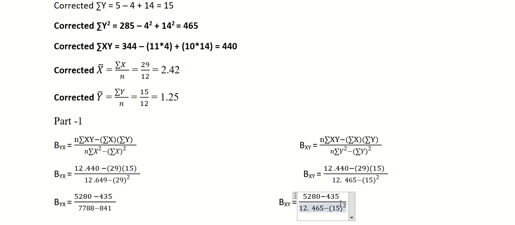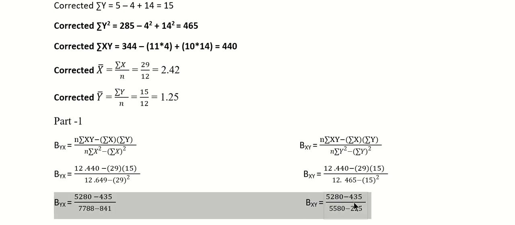So 15's square is 225. 465 into 12 is 5580. So this is 5580. Right. So we have obtained that, and these 15 values square is 225. Okay. So now we will just solve it further.